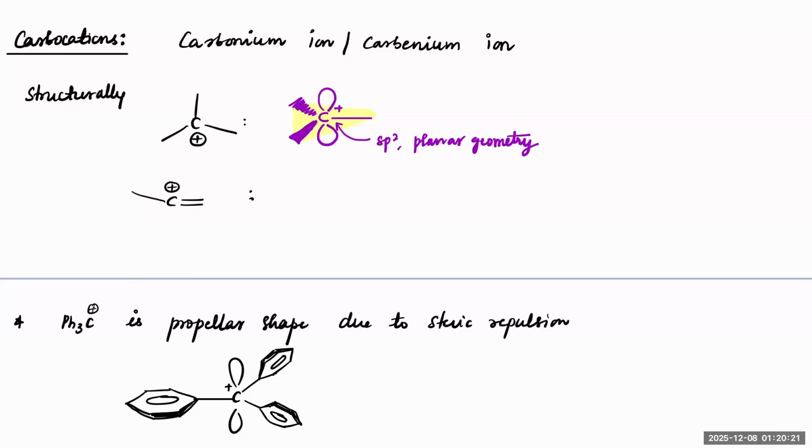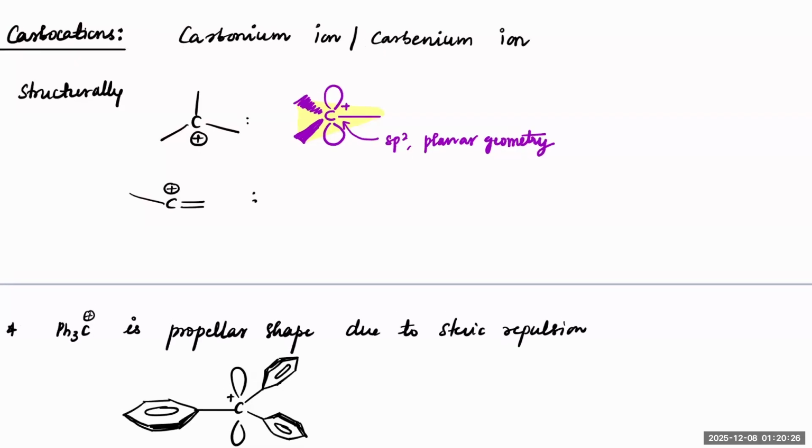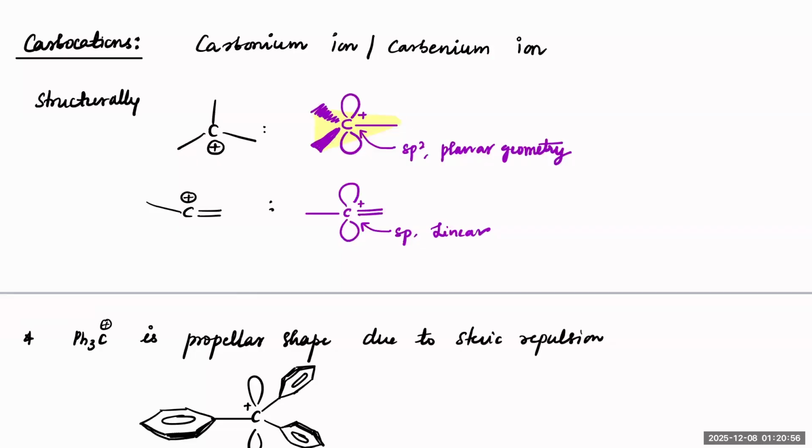So when the carbocation is sp2 hybridized, it would be planar, right? And this is how it looks like. Suppose if it is sp hybridized, which means there is double bond and a single bond. In that case, it will appear more linear like this, double bond with an empty orbital with positive charge. So here the hybridization on carbon is sp and linear. So structurally, this is what you will notice about the carbocation.